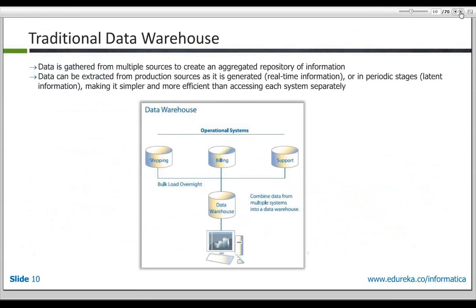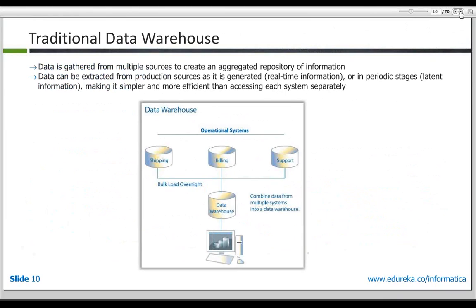So traditional data warehouses: the data is gathered from multiple sources to create an aggregated repository of information. Data can be extracted from production sources as it is generated or in periodic stages. So it could be real-time information. As and when it happens, we get the data, or we can get it in periodic stages, like at the end of the day or end of the week or end of the month.